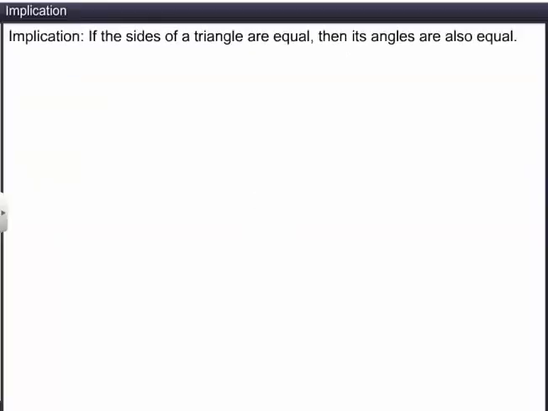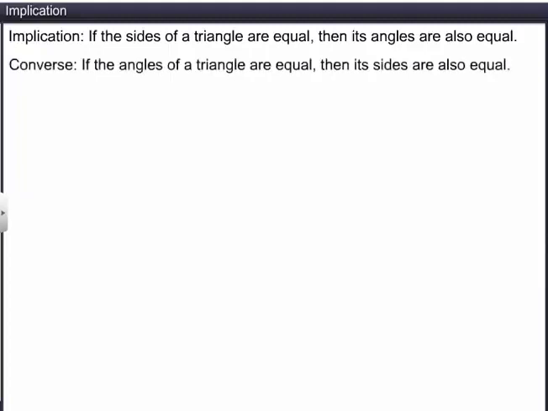Let's look at another implication. If the sides of a triangle are equal, then its angles are also equal. The converse of this implication is: if the angles of a triangle are equal, then its sides are also equal. Here both the statements are true.